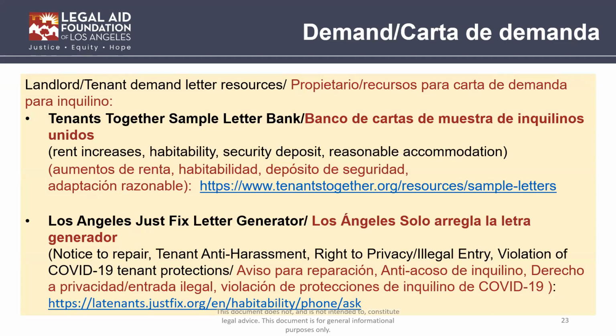And here in the box, I have a couple of resources that are really helpful. And both of these resources, the Tenants Together sample letter bank and the Los Angeles Just Fixed letter generator, have templates for a number of landlord tenant issues. So you can use these to help you write a demand letter to send to the landlord with the proper legal citations for your claims.